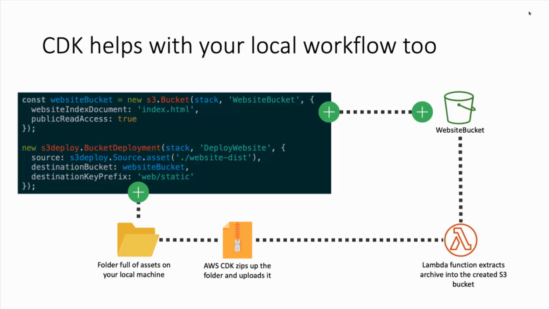But one of the things that I need to do is I need to get my files into this bucket because if my files aren't there, then all my visitors are going to see is a 404, website not found error. So one of the things I can do with CDK is create a bucket deployment resource. And what this allows me to do is take a local folder on my developer machine, zip it up, upload it to AWS, and then on the AWS side, a Lambda function will run to go ahead and automatically unzip that folder into my S3 bucket for me.